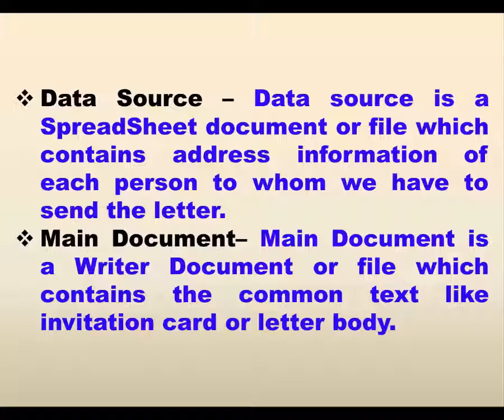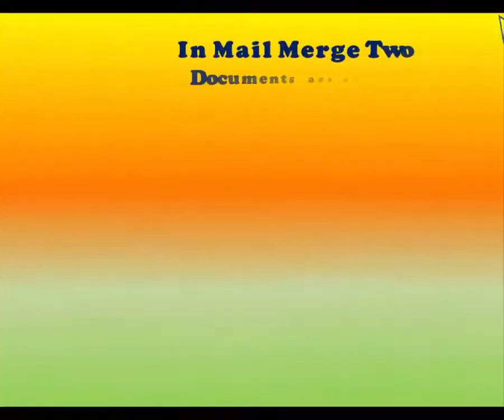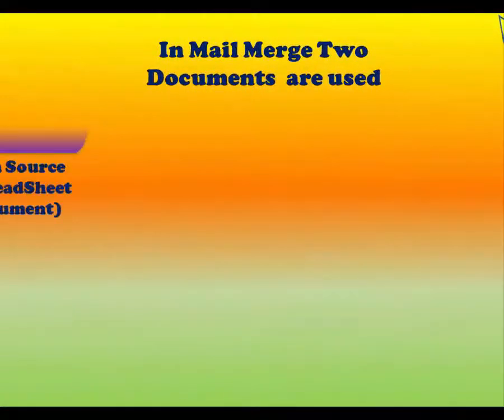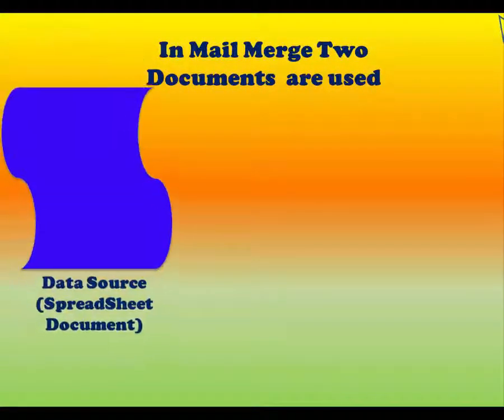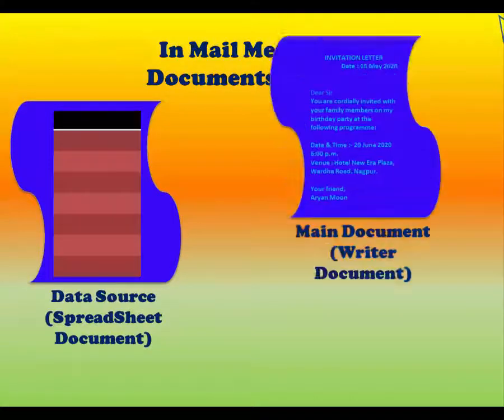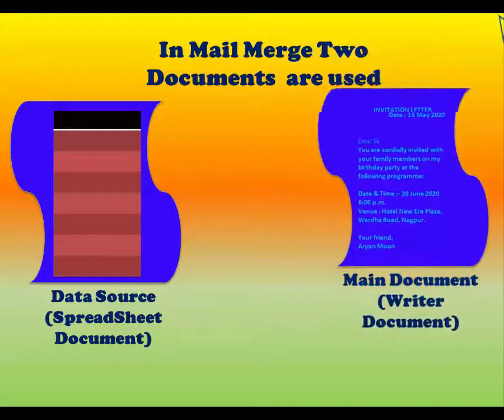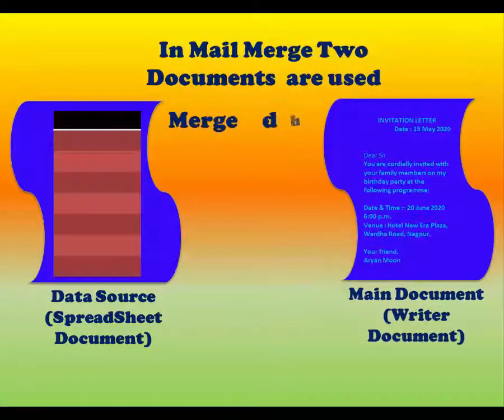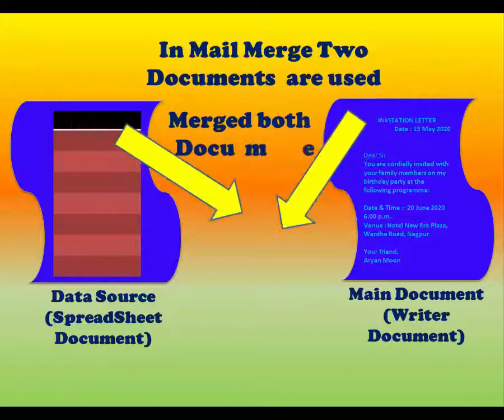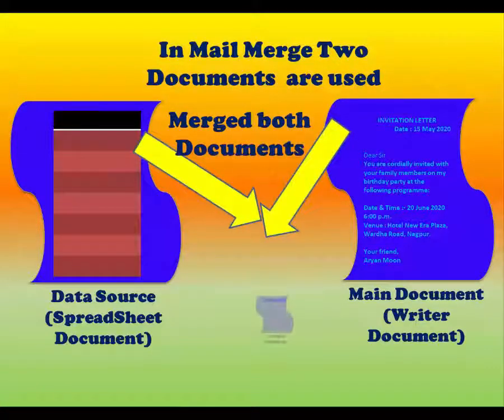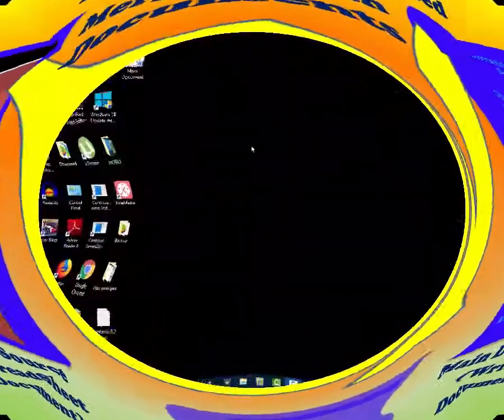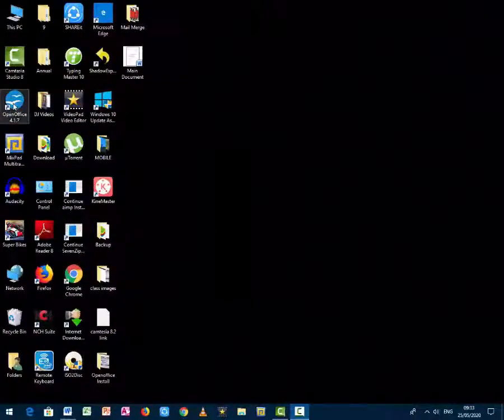And what is the main document? Main document is also a document or a file which contains the common text or information, just like the printed text of your invitation card. In the mail merge process, we merge two documents. First one is the data source, that is a spreadsheet file which contains the address information of people, and another is the main document or Writer document which contains the letter body. After merging these two files, we get one more file that is called the merged document, which contains the multiple letters of the individual persons. So let's see how to use this mail merge feature.